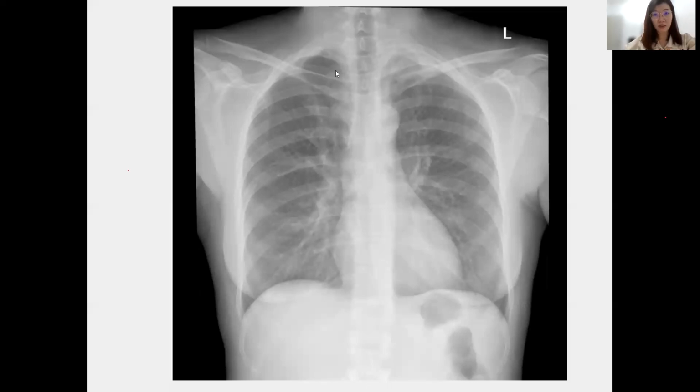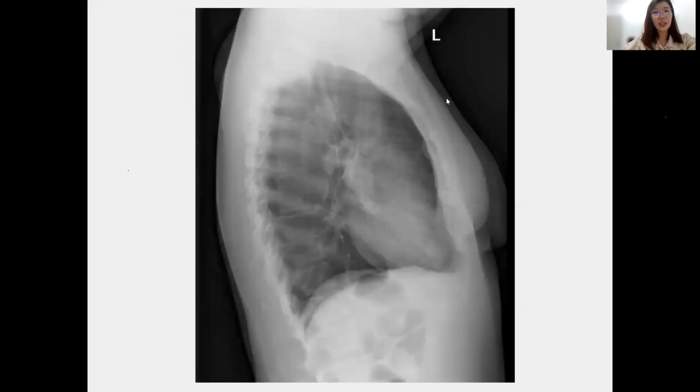Compare both sides of the lung fields always. All right. So you can see this is slightly darker, but this is slightly opaque. It's very vague. Anyone can miss it, including myself. So to confirm, we do a lateral view X-ray, then you'll see opacity at the apical. So this is a Pancoast tumor.